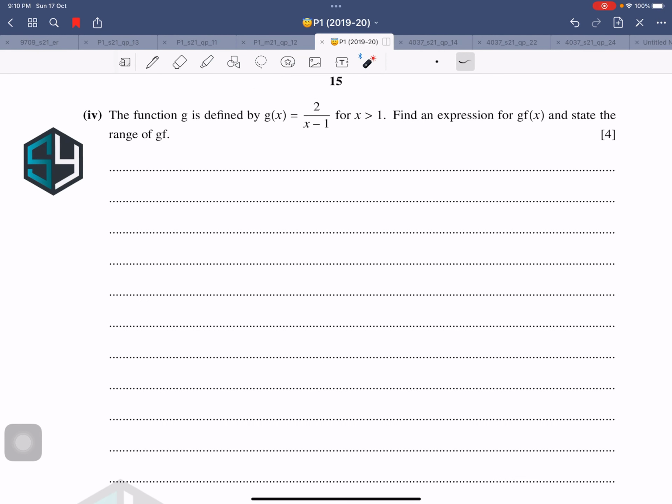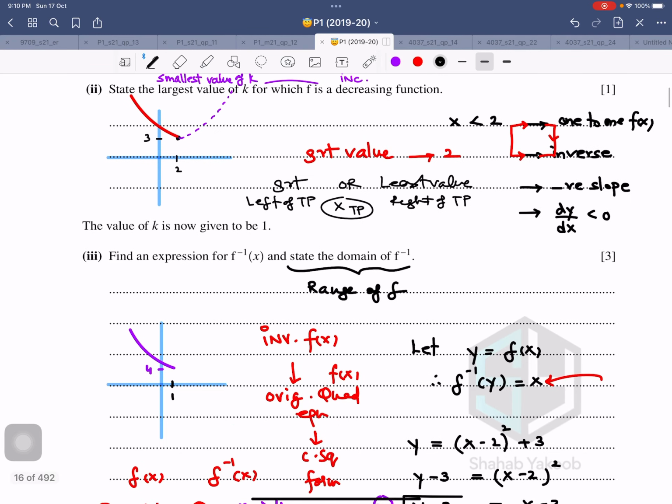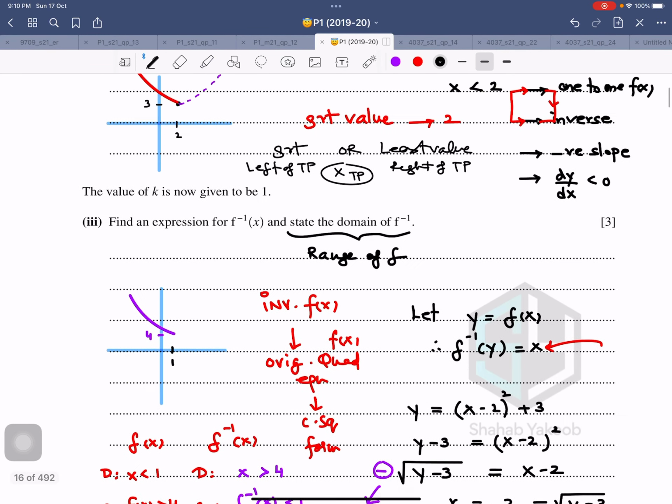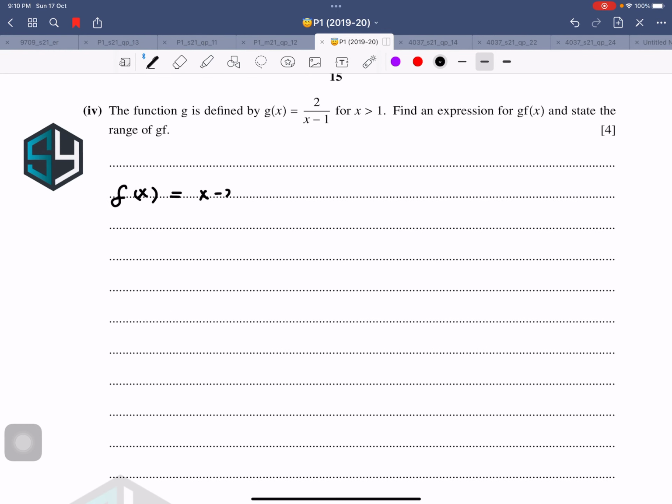Now for the last part, what does the question say? First of all, do I need the f(x) expression? Yes, I do need it. So let me write it over here. f(x) is (x minus 2) whole square plus 3. That is this one. And what is the domain? The domain of f(x) is x is less than 1. The range of f(x) is greater than 4.